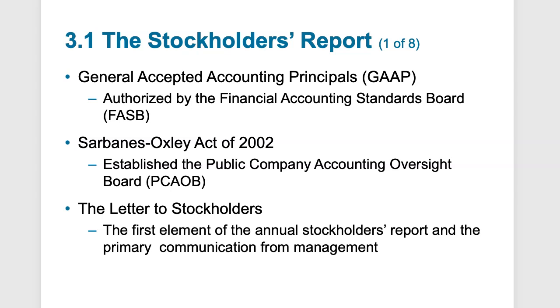Now, if you're a public company, you definitely are going to want to have an accounting oversight board to review your financial statements and your financial reporting to make sure that it's consistent, it's correct. A lot of companies will also need auditors to also audit their financial statements.